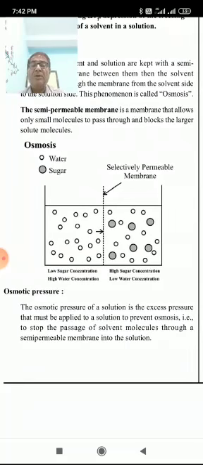Now, osmotic pressure. Osmotic pressure of a solution is the excess pressure that must be applied to a solution to prevent osmosis, or to stop the passage of solvent molecules through a semi-permeable membrane into the solution.